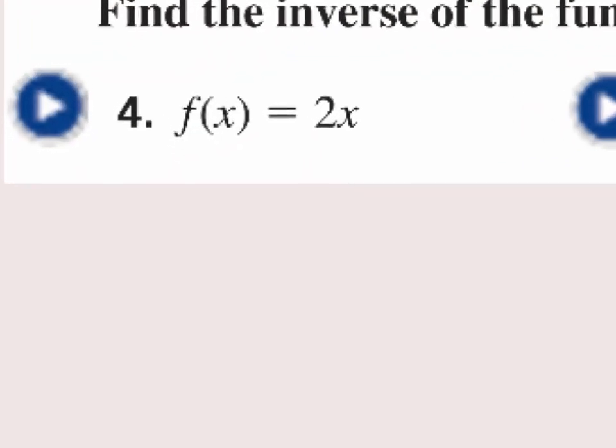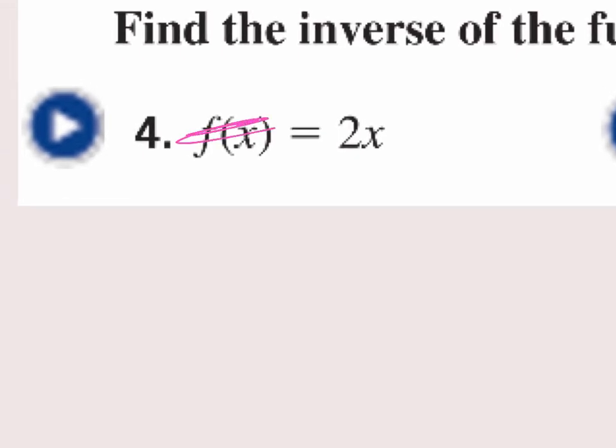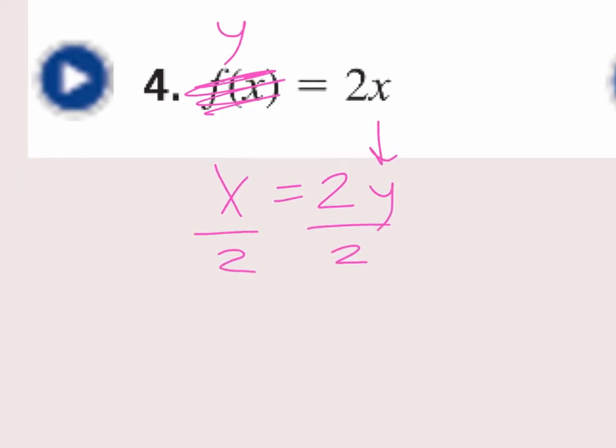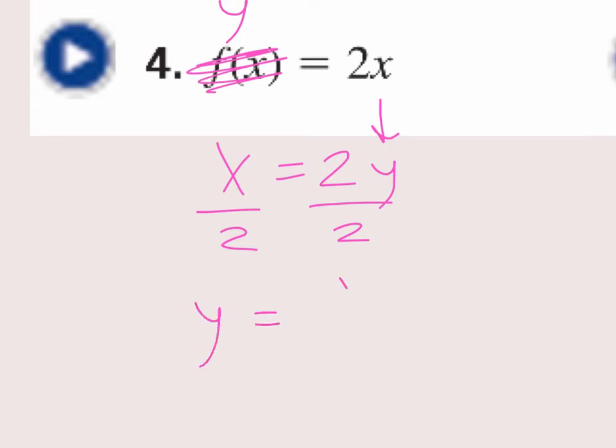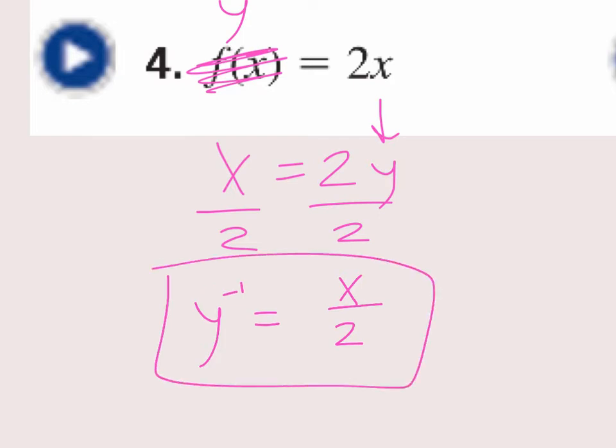So let's look at number 4. First thing we want to do, change our f of x to be y. And then we just flip our x and y. So y becomes x and x becomes y. And then we just solve for y. So what do we have to do first to get that y all by itself? Divide by 2. So we get y is equal to x over 2. We have the y all by itself, so we're done. So this is our inverse of y is equal to x over 2.